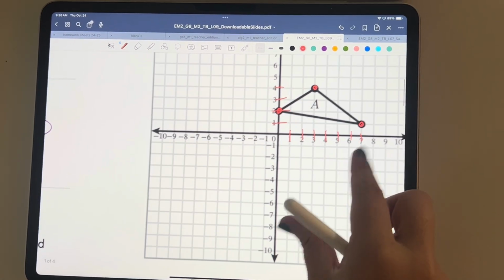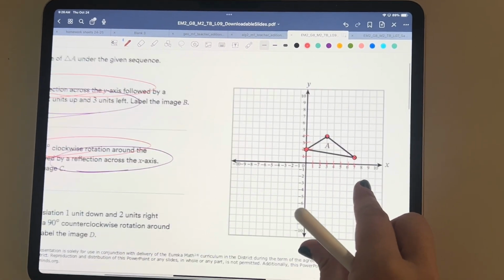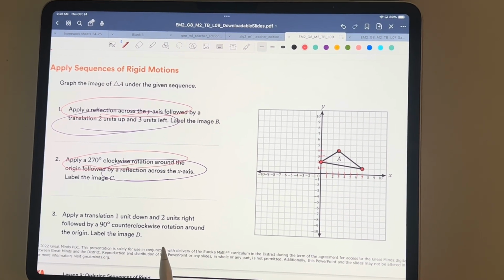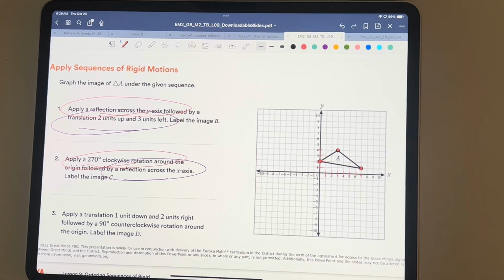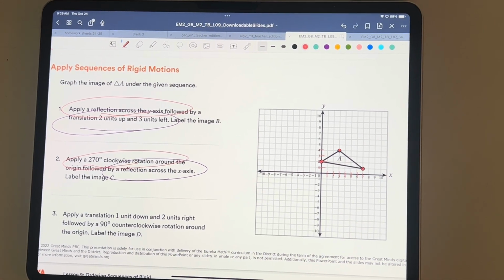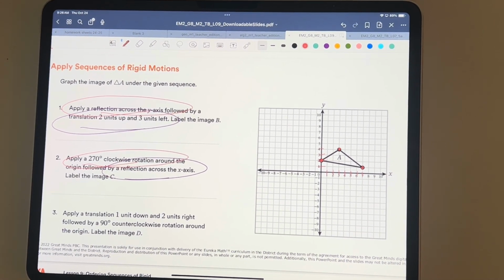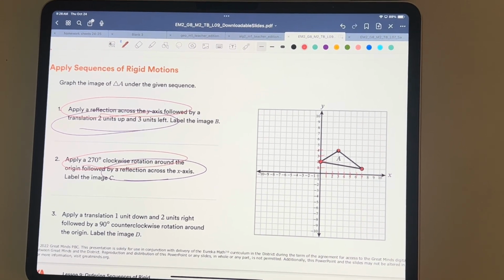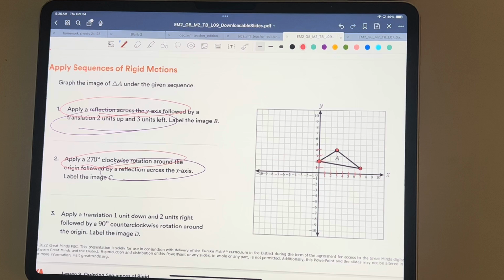Okay. And then here are your instructions. So we're gonna apply a translation, 1 unit down and 2 units to the right. And then after you do that, a 90-degree counterclockwise rotation around the origin. I want you to do it on a piece of paper. There's paper in the drawer. There's even graph paper in there if you want to use it.